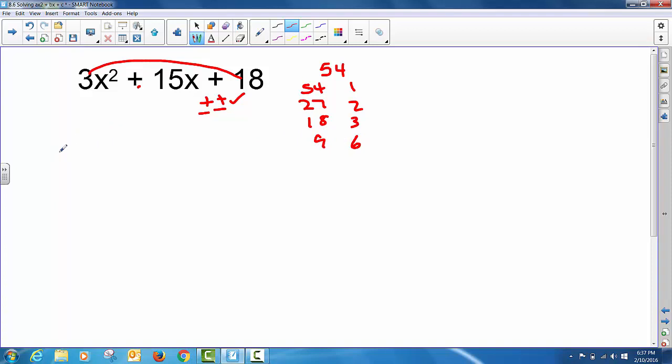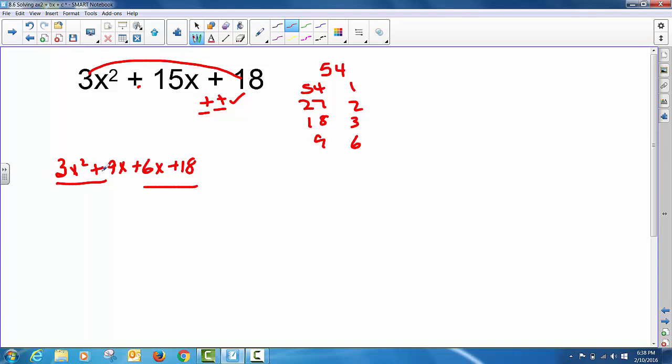So now we go, did you get that? I hope you did, because that's the foundation of the problem there. So now we rewrite the problem, 3x squared plus 9x plus 6x plus 18. And we group them together, this pair and this pair.